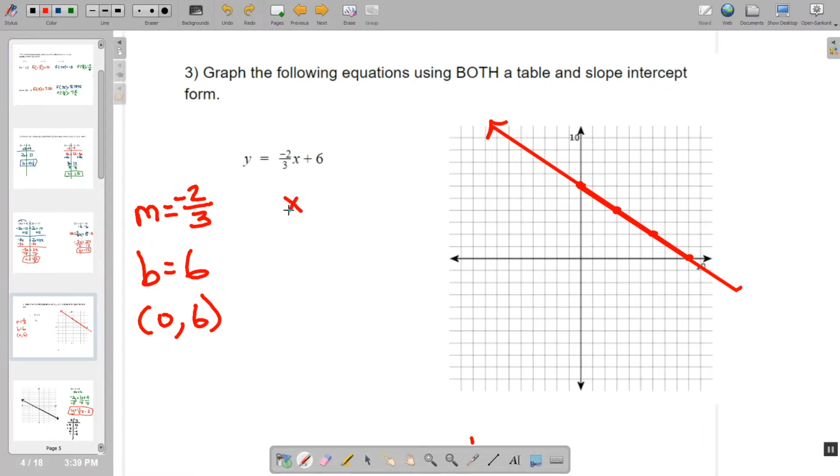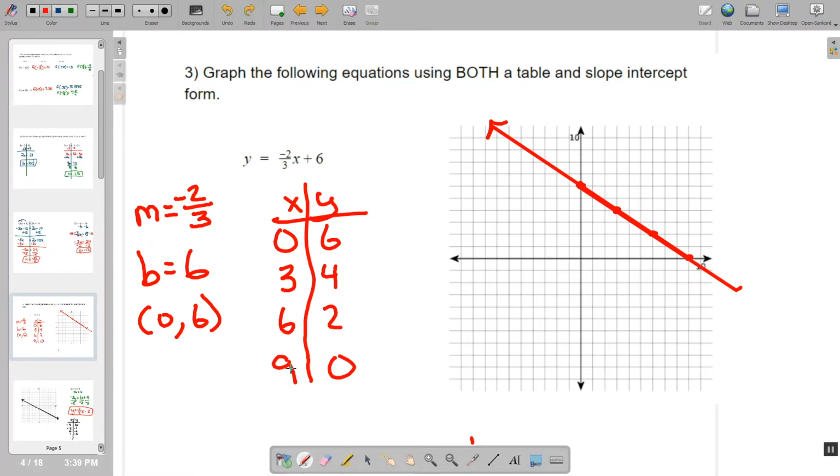So, if we wanted to make a table, that wasn't great either. Our first point here could be (0, 6). Our next point could be (3, 4). Then we could do (6, 2), (9, 0). And I could continue this on as far as I wanted to go. It just depends how many points it's being asked.